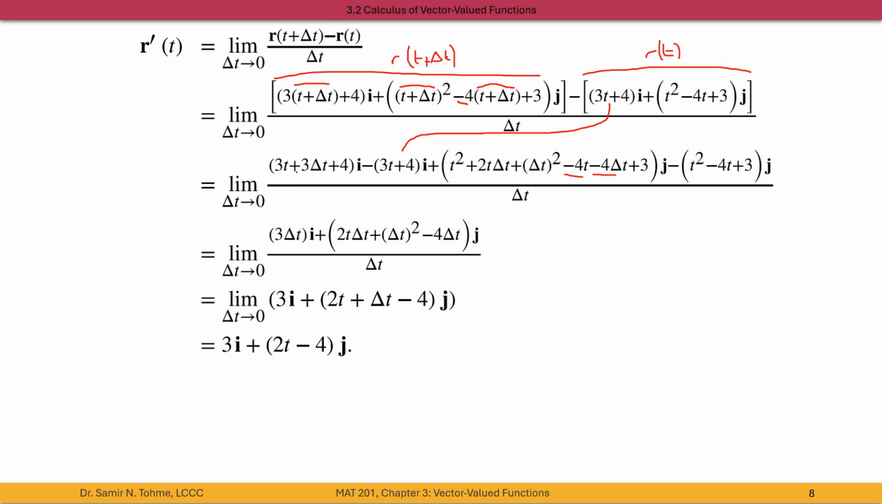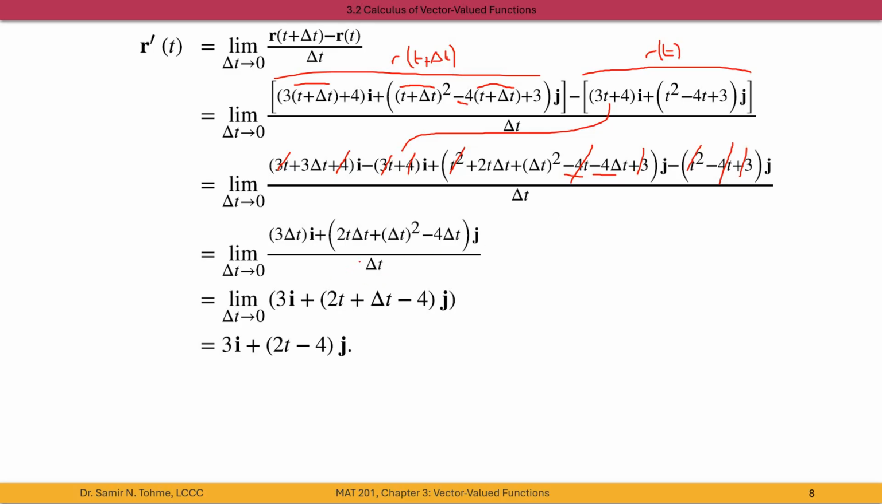Okay, now let's subtract these. We have 3t and minus 3t will cancel, and plus 4 and minus 4 will cancel. We will only have 3 delta t times i. And for the j, you also subtract, and you'll get the subtraction of t and t squared, 3, and over here we have 3 minus 3, and 4 delta t. Minus 4 plus 4, because minus times minus is positive. We will only have in j 2t delta t plus delta t squared minus 4 delta t.